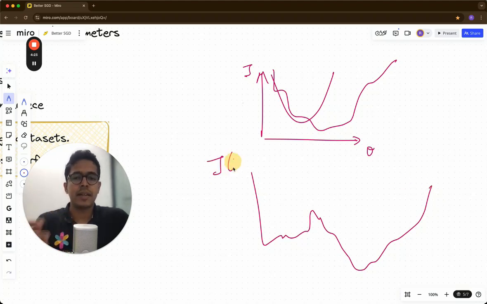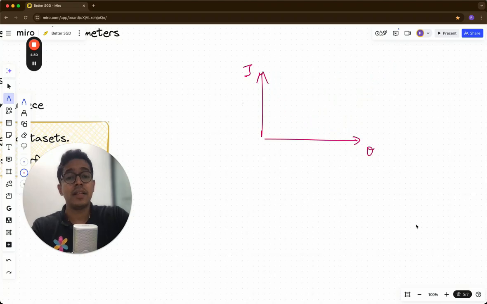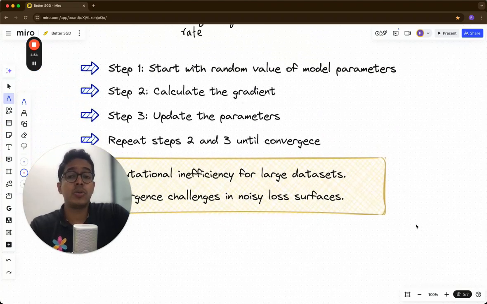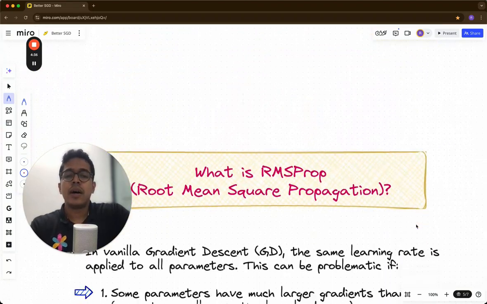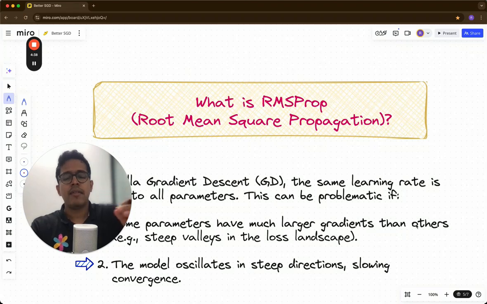So the J function can look like a weird shaped graph also. And in these examples, vanilla gradient descent will struggle to arrive at something close to a global minima. So in this lecture today, we'll be looking at a technique called root mean square propagation, or RMSprop.